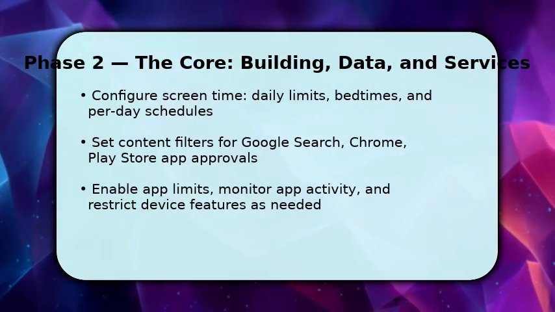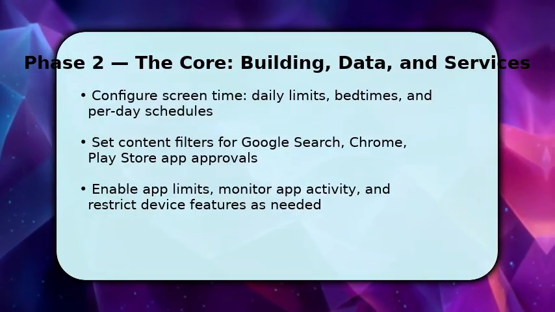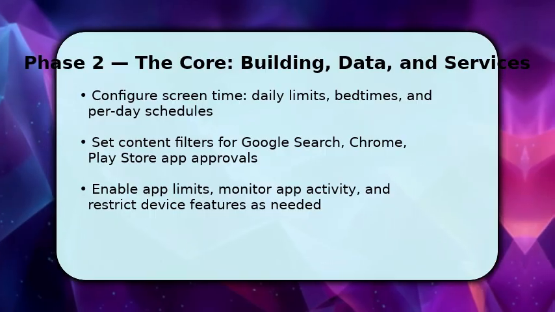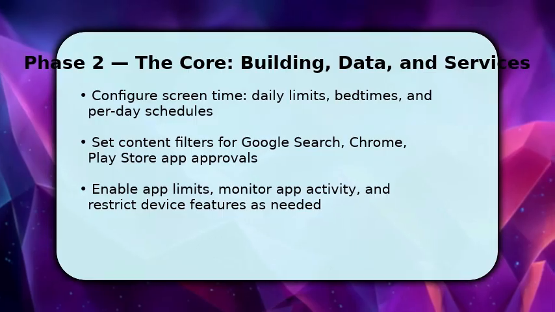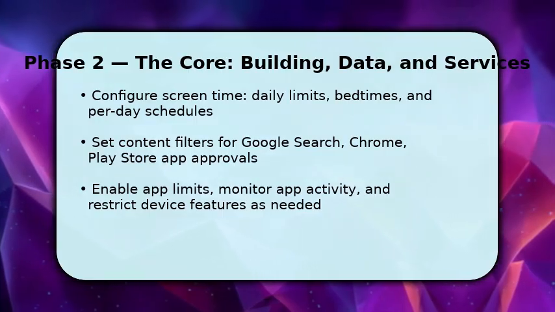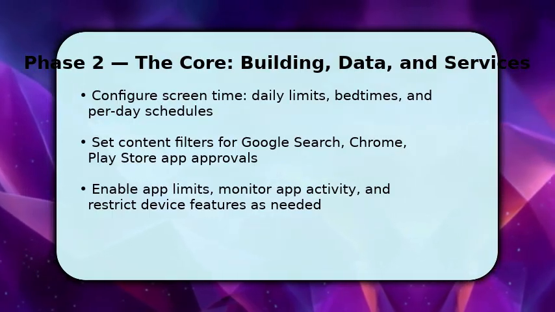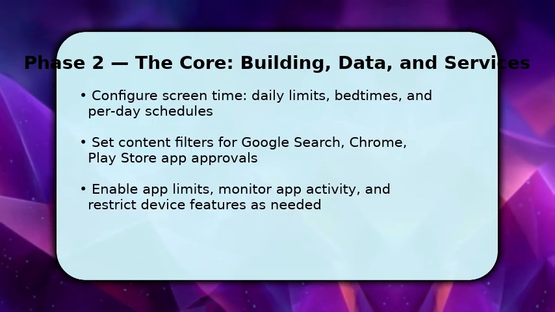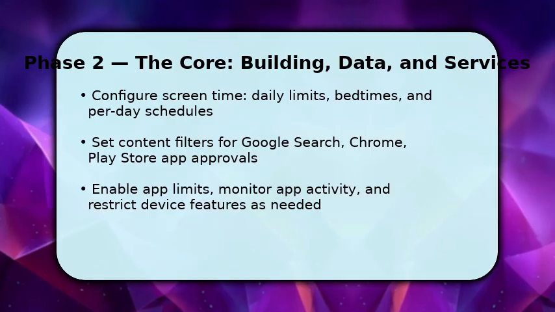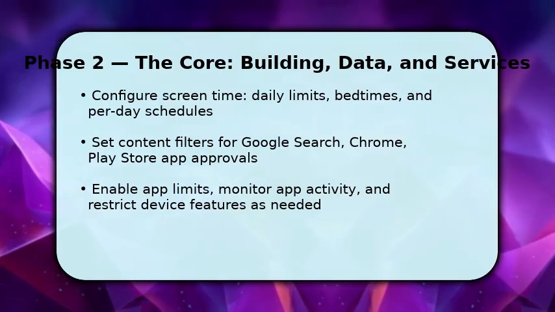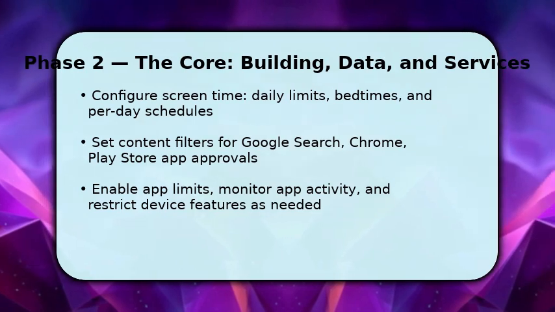Now you configure controls. In the Parent app, tap the child's profile and set daily screen time limits and a device bedtime. This enforces when the device locks. Next, adjust content restrictions. Set filters for search and Chrome, restrict Play Store downloads to approved content, and require parental approval for purchases. Then set app-specific limits and review the app activity reports. Make sure to enable location tracking so you can locate the device, and sync settings so changes take effect immediately.